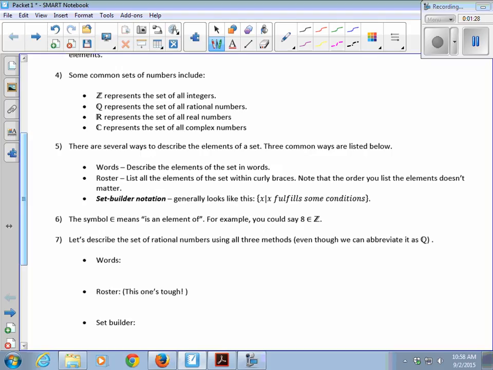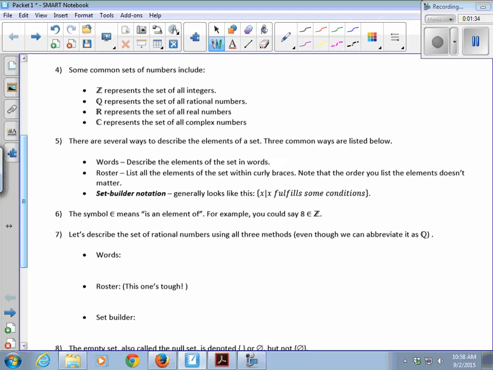There are several ways to describe the elements of a set. We've got three common ways here. You could use words, just describe the elements of a set in words. You can use a roster method where you just list everything that's in the set within curly braces. Yeah, if it's infinite, that could take forever. The order that you list elements in a set does not matter. And then we have set builder notation.